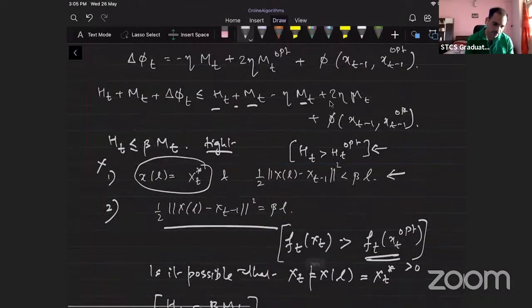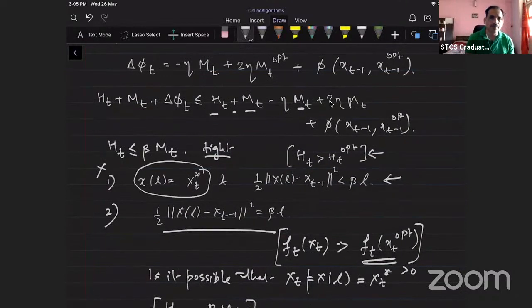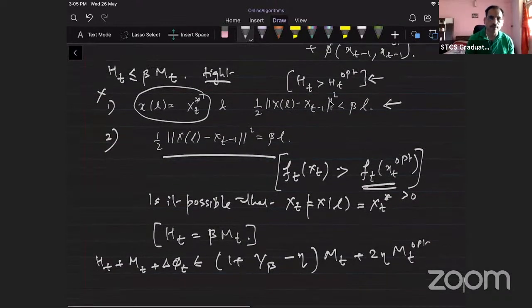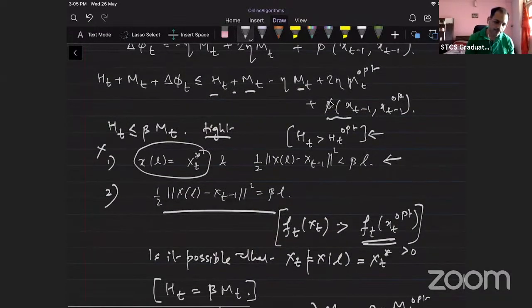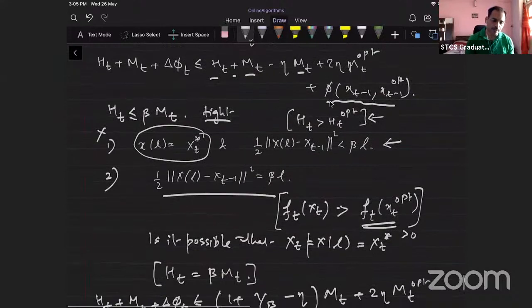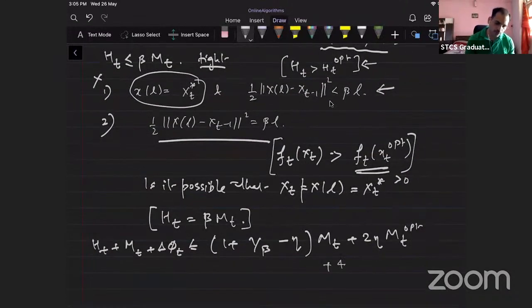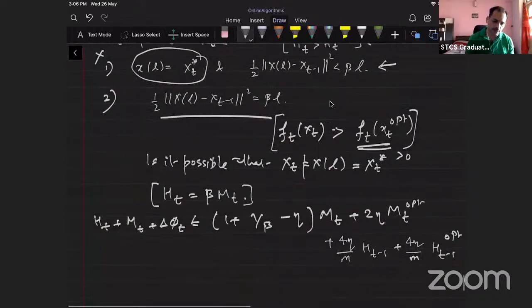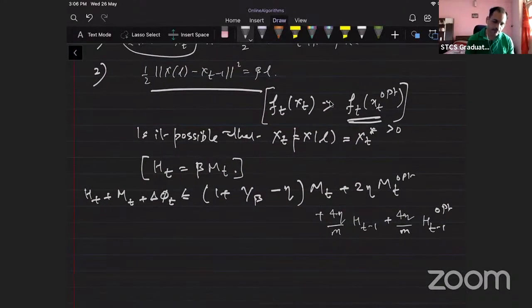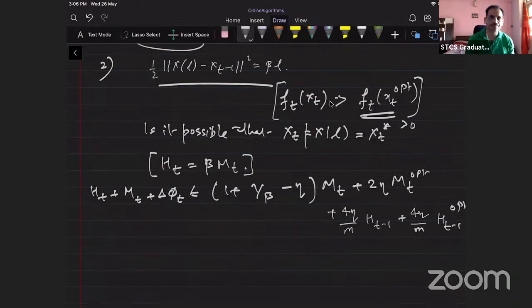Did I forget to write something here? There was one more term here. So minus m t, this is m t. So 2 times eta m t opt. And what do I do with this term? I've already upper bounded it by my lemma in terms of 4 eta by m h t minus 1 plus 4 eta by m h t minus 1 opt. So I've just gone one step back. Everything now over here is for step t minus 1, so I can use the same lemma I derived earlier with index being t minus 1.